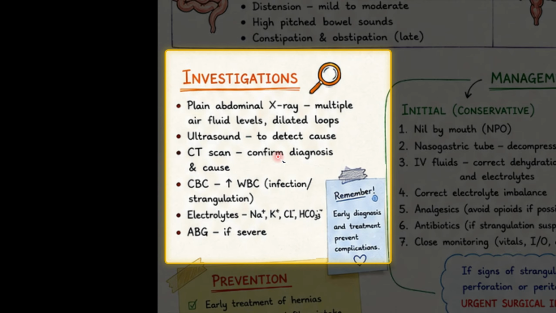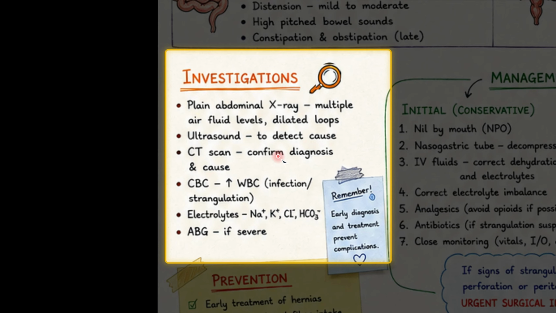Concurrently, laboratory panels must be ordered. A complete blood count evaluates leukocytosis indicating severe tissue necrosis. Serum electrolyte panels evaluate hypokalemia, hyponatremia, and hypochloremic metabolic alkalosis resulting from prolonged emesis. Arterial blood gas analysis measures base deficit and serum lactate to evaluate systemic tissue hypoperfusion. Early diagnosis prevents lethal ischemic complications.